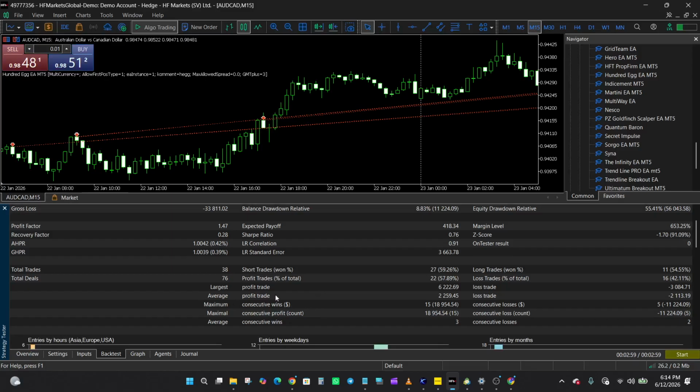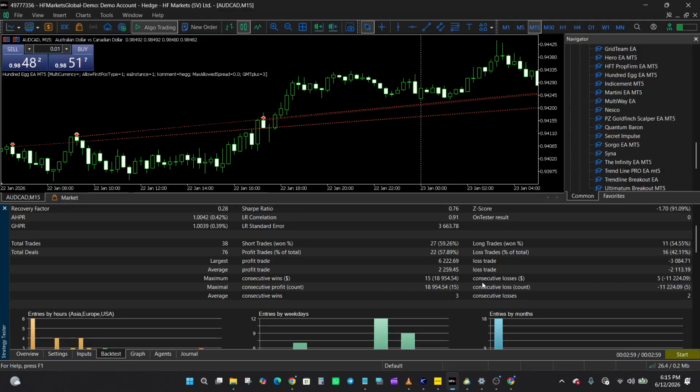Okay, and we can see that the largest profit trade was 6,222.69, largest loss was 3,084.71, average profit 2,259.45, average loss 2,113.19. So this shows that the risk to reward ratio is not far from 1:1.